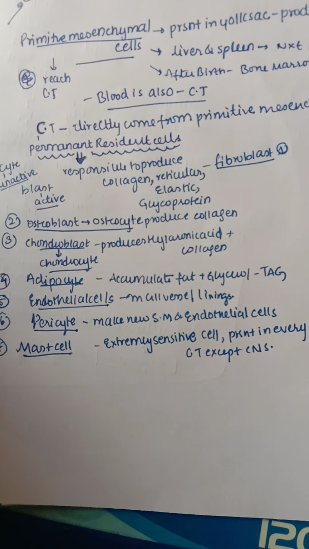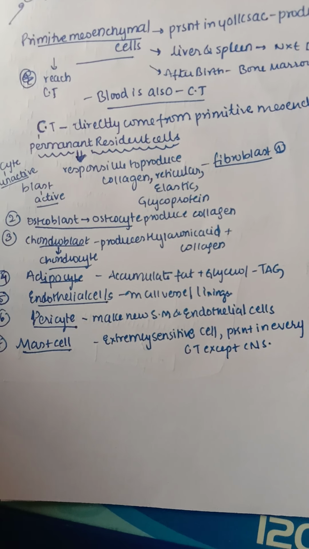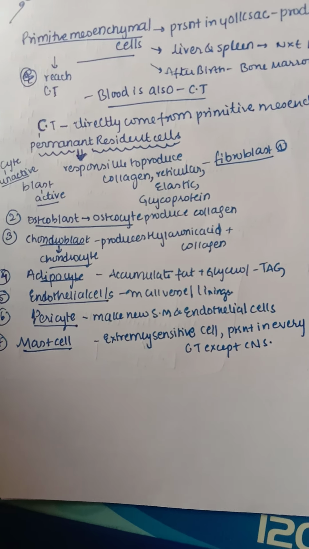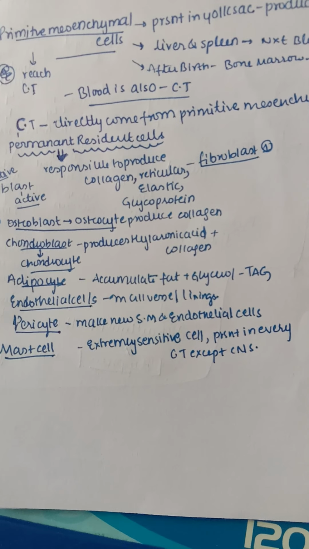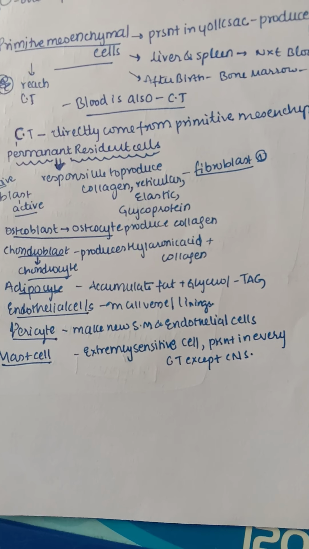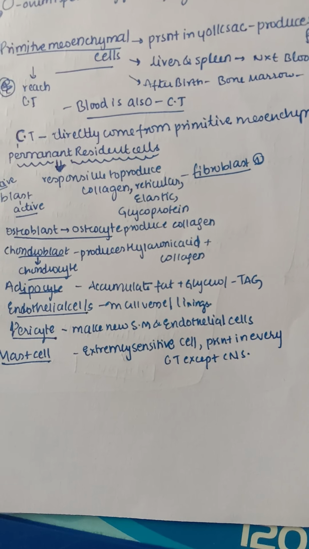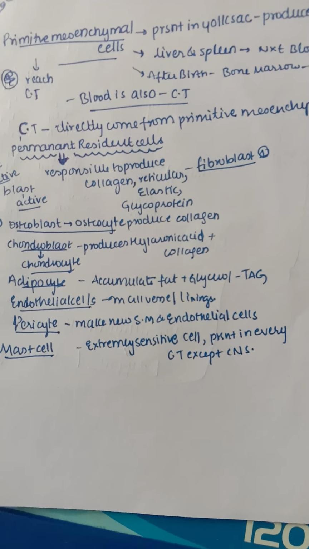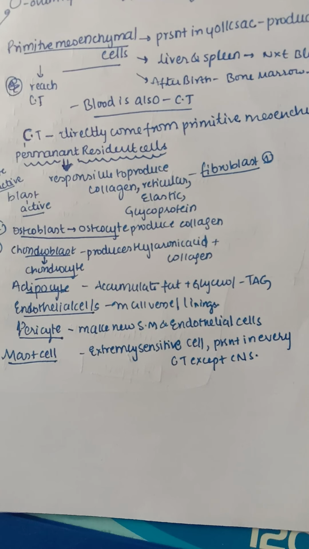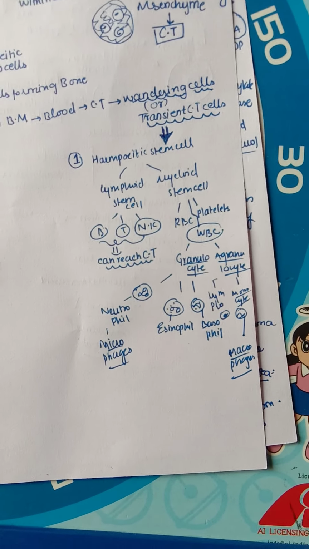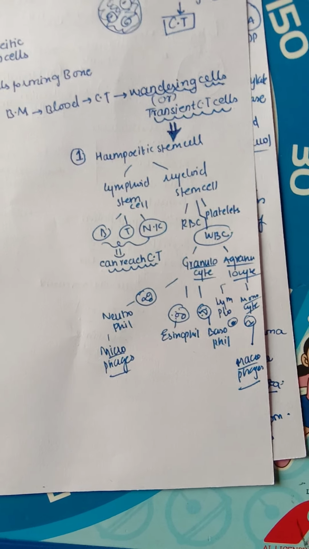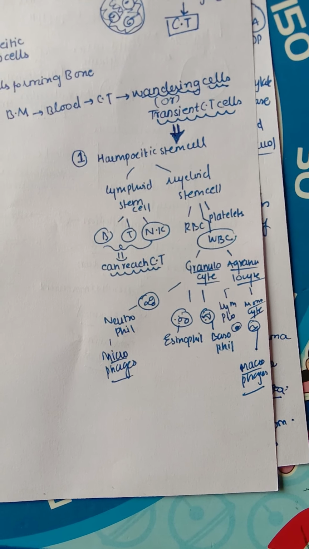And the mast cells are extremely sensitive cells which are present in every connective tissue except the central nervous system, because mast cells are always activated whenever there is an allergic reaction, etc. But when it is present in the central nervous system, it is more dangerous. So the mast cell is present everywhere in the body except the central nervous system. Now let us see the wandering cells, or also known as transient connective tissue cells. So these are also hemopoietic.